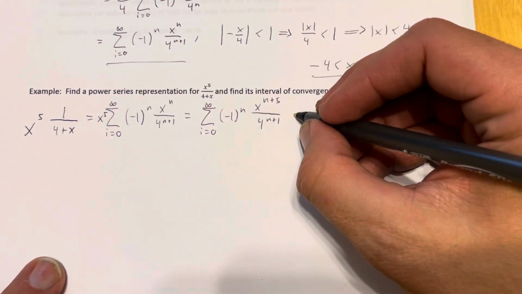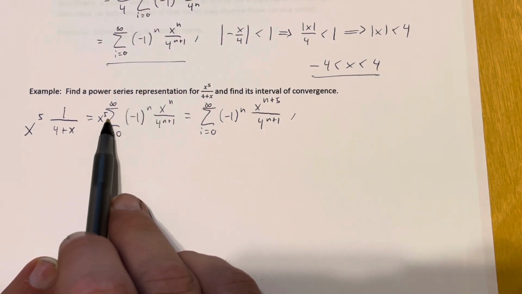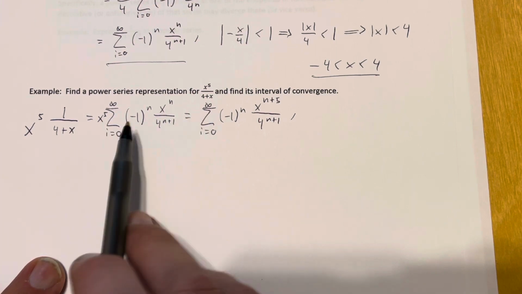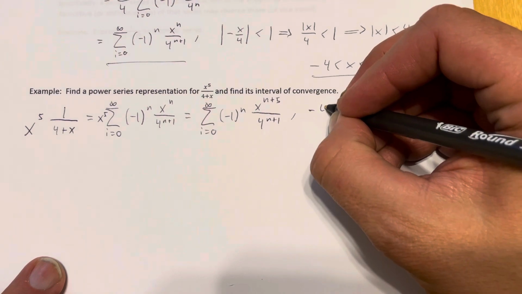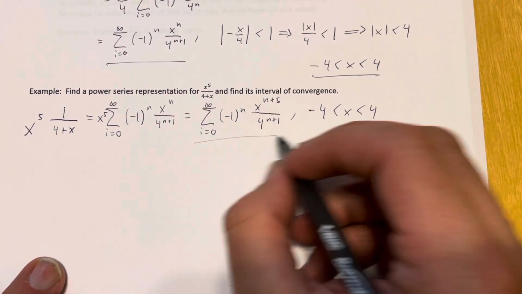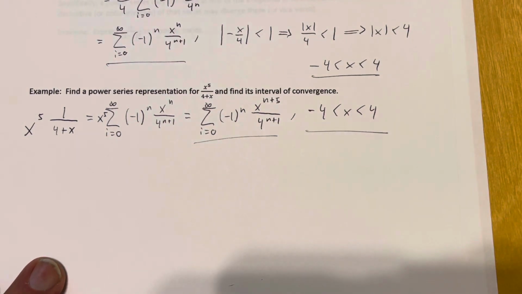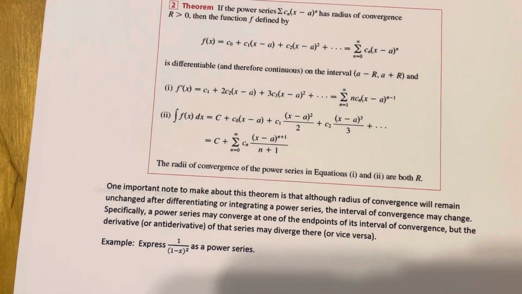That's my new sum. By multiplying the previous power series by x to the fifth, we're not changing its interval of convergence at all. So I also get to use the interval of convergence that I already found previously. There's my power series, there's my interval of convergence. All right, looking pretty good.